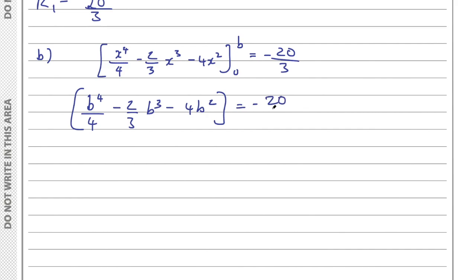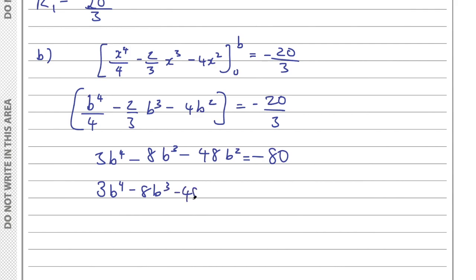And then this is all equal to negative 20 on 3, and then we can multiply through by 12 to get rid of all of these denominators. 12 times b to the power 4 on 4 would be 3b to the power 4. This would be 8b cubed, take 4 times 12 is 48, so negative 48b squared equal to negative 20 times 4 would be negative 80, and then simplifying further we would get 3b to the power 4 take 8b cubed, take 48b squared plus 80 equals 0.